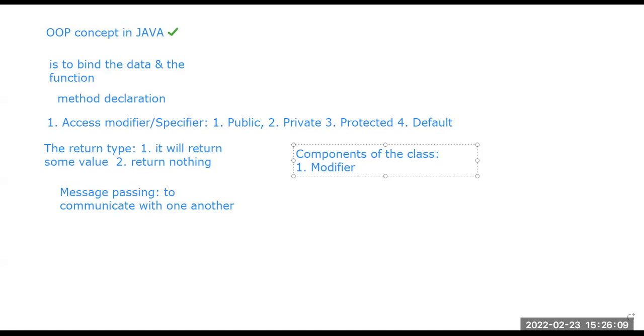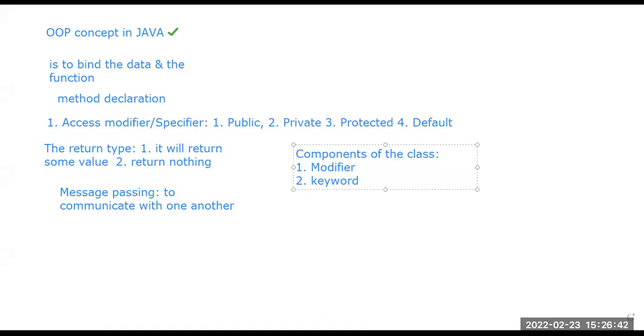Second, the keyword. The second component of the class is the keyword that is used to create a class. So first, the modifier, where we need to mention whether it is public, protected, private, or default. Second, the keyword, which is used to create that particular class.